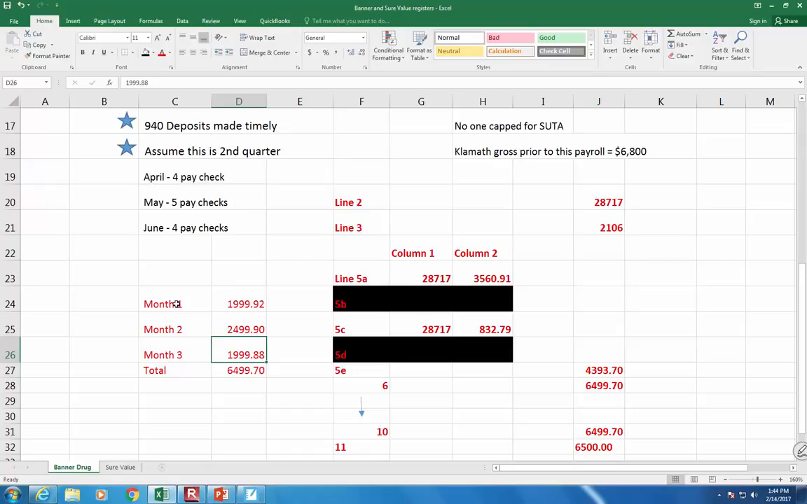Kelsey's question was, we've got some of these lines missing. Let's read them. Current adjustment per fraction of a cent for a prior quarter. I don't even know what that is. Okay. Let's go and look. There's a second tab right here for another payroll register.